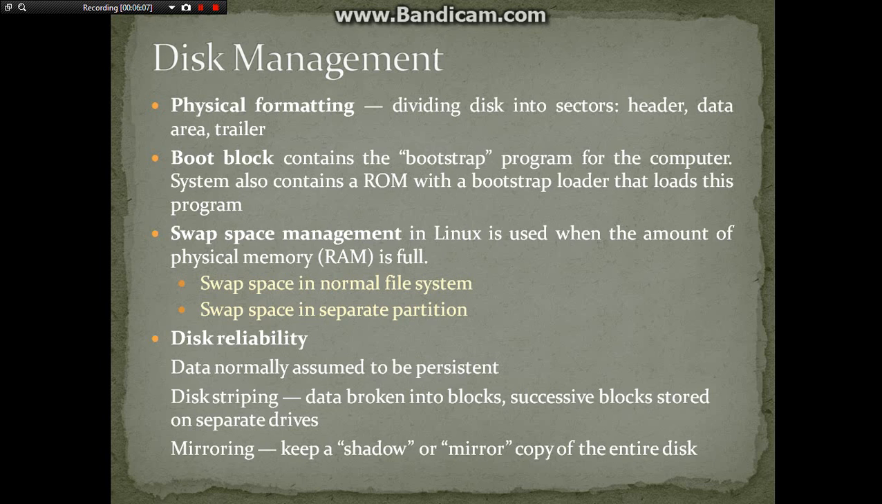Swap space management is used when the amount of physical memory is full, and swap space can be done in two ways. Those are swap space in the normal file system and swap space in a separate partition. Disk reliability uses disk striping, that is, data broken into blocks, with successive blocks stored on separate drives, and mirroring keeps a shadow or mirror copy of the entire disk.